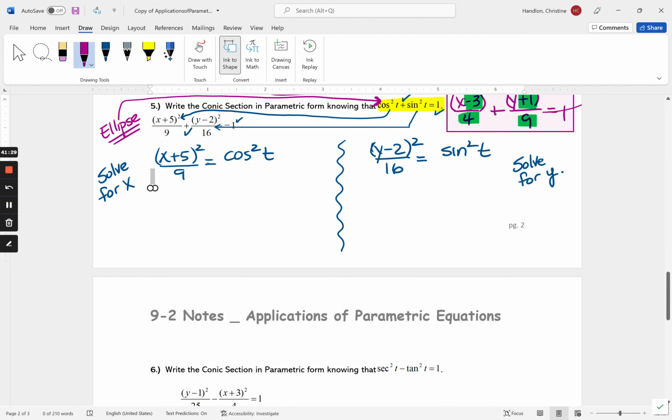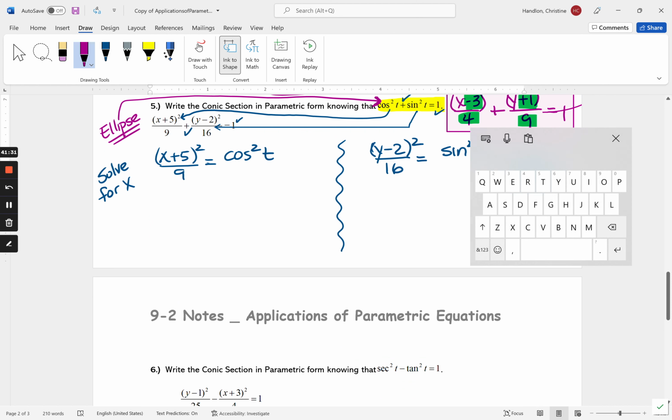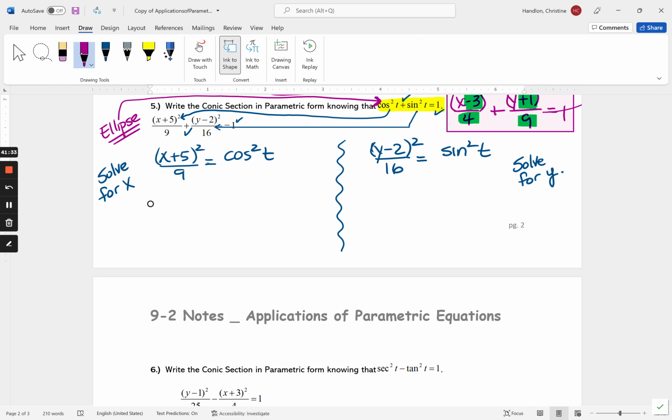So here's what I mean by that. The first thing you're going to do is square root both sides. I'm square rooting both sides. When I square root x plus 5 to the second power, it's just going to end up being x plus 5. When I square root 9, it's going to be a 3. When I square root the cosine squared of t, it's just going to be a plain cosine of t.